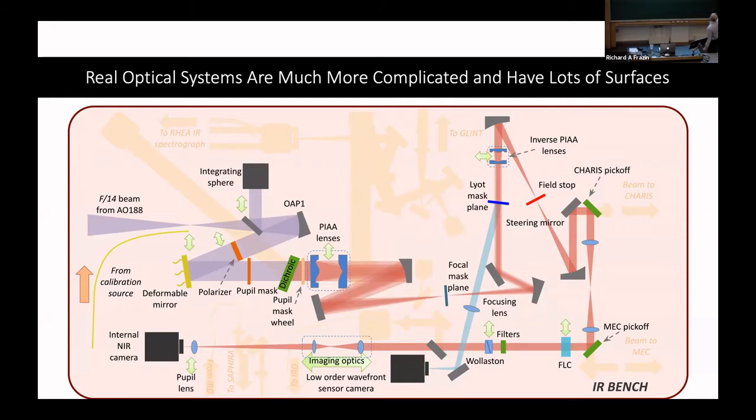And I don't want to follow the light path, but the point is, I want you to see that this light hits a lot of surfaces and goes through a lot of optics before it finally ends up in the science camera down here in the lower left. So the only takeaway there is that it's complicated and there are a lot of optical surfaces.